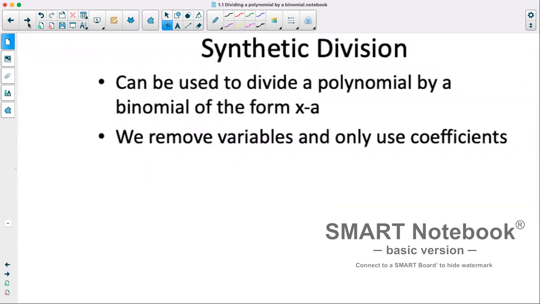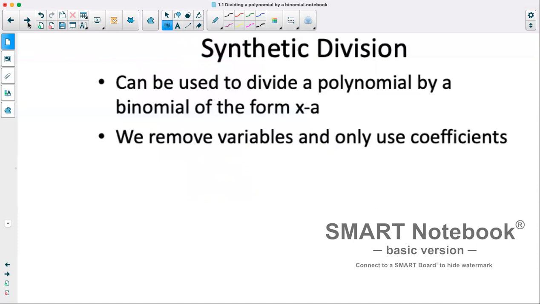Okay, next we will look at synthetic division. Now, synthetic division is what I use normally if I have a choice between long division and synthetic division. There are restrictions on when we can use it, but it is much faster than long division.